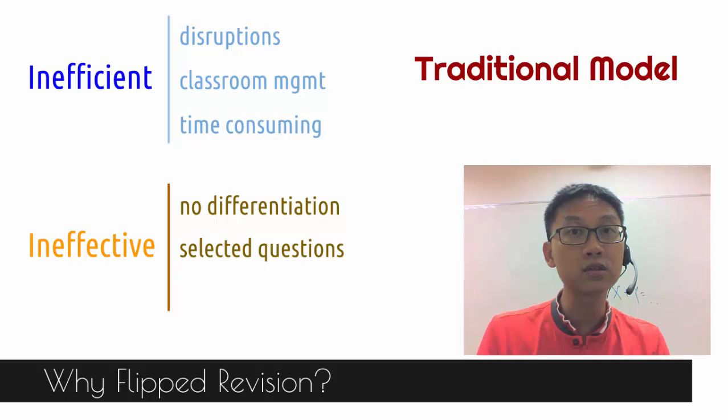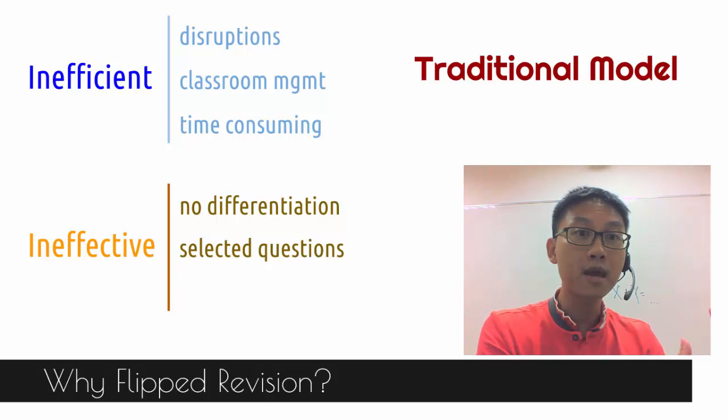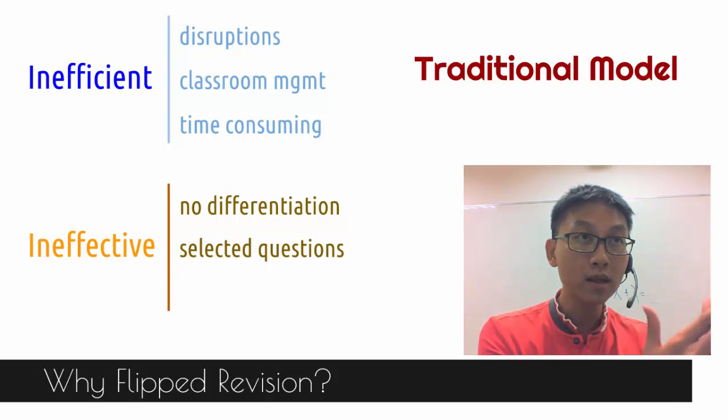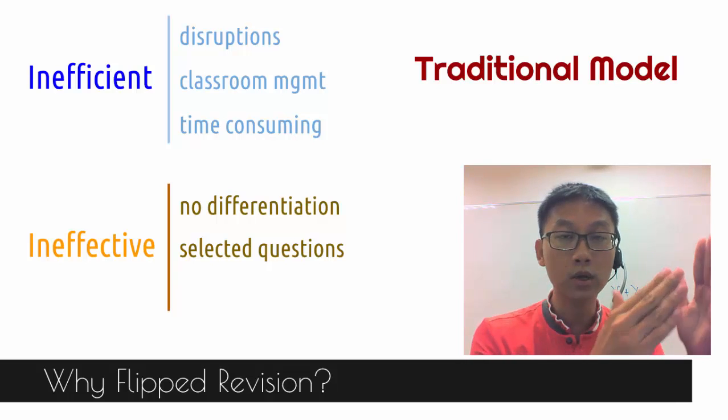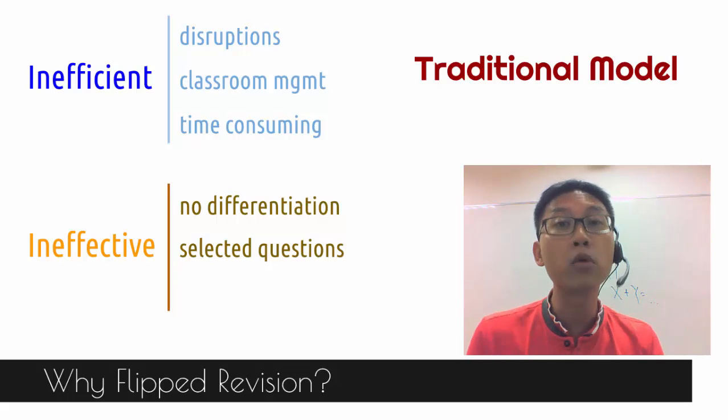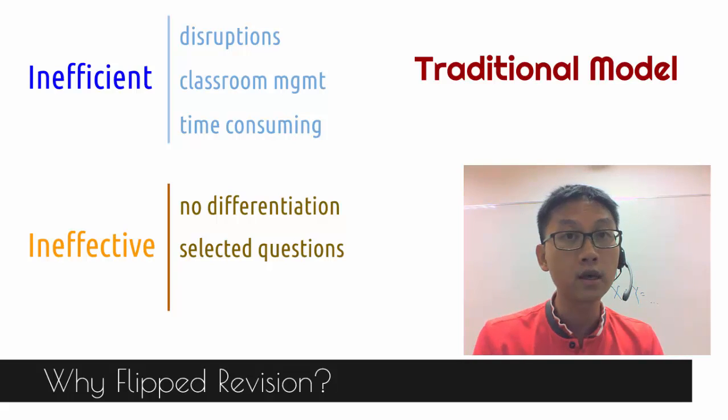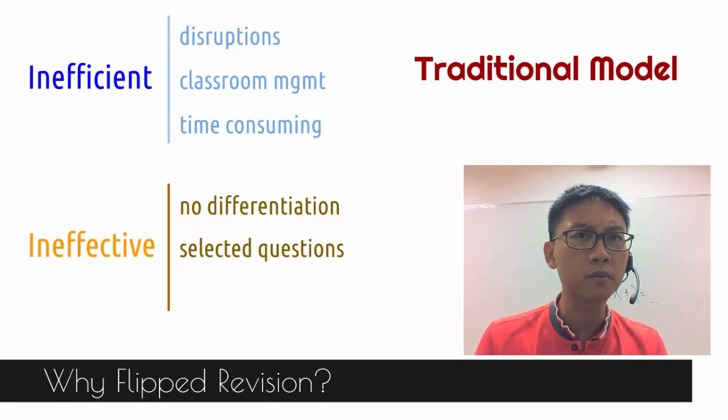Because of selected questions, student A may have question 1, 2, and 3 that he got wrong, but I'm only going through question 2 and 3. So who's going to go through question 1 with him? How is he going to learn his mistakes for question 1? So that is a problem.